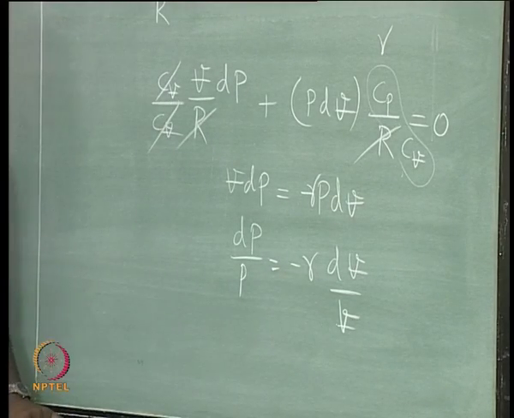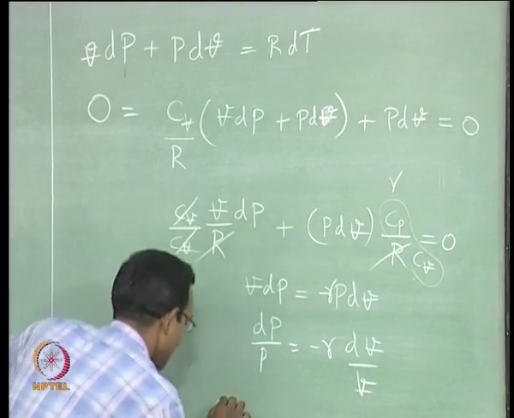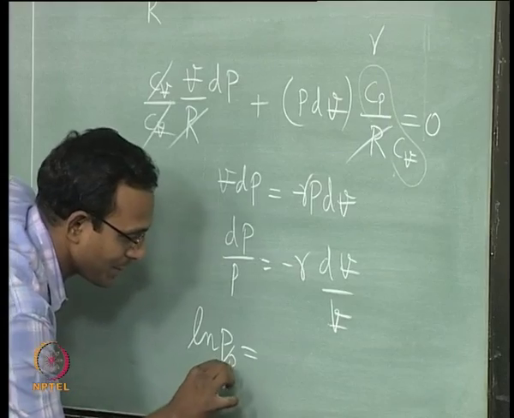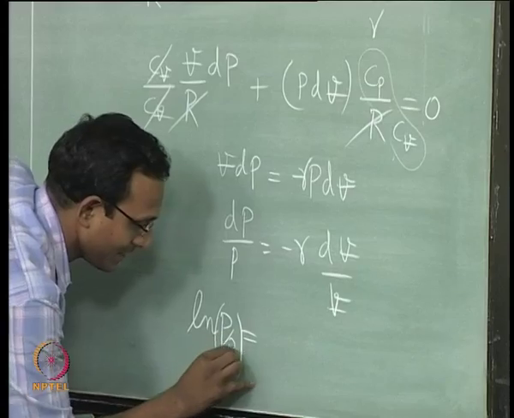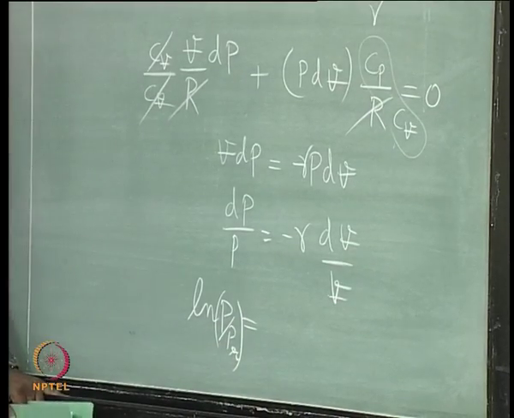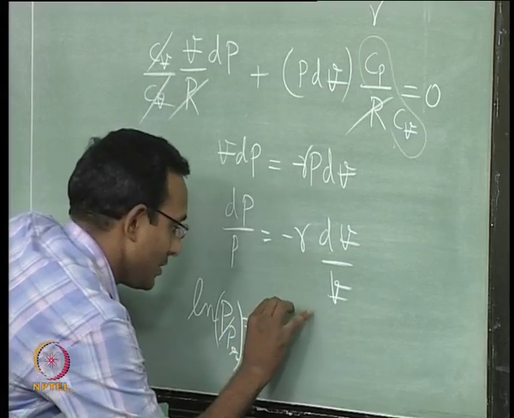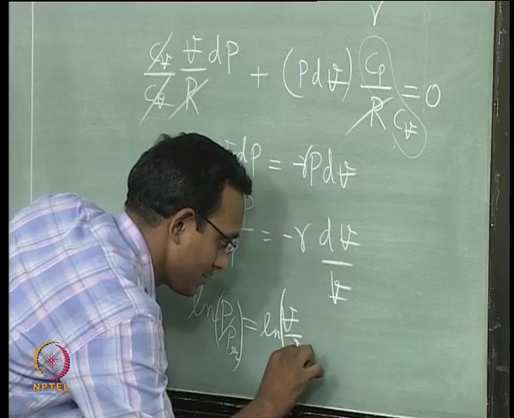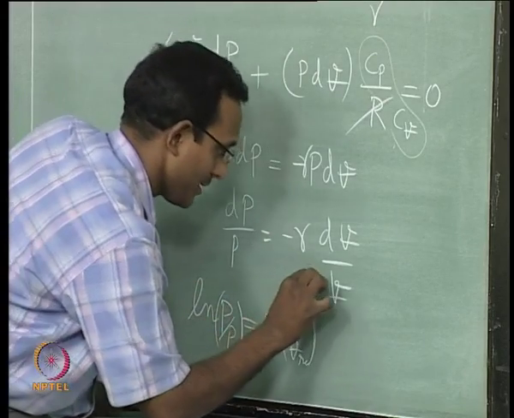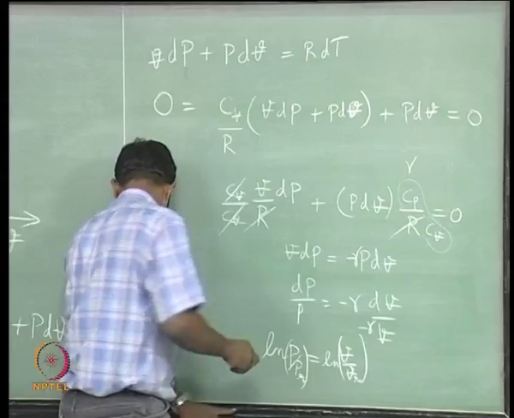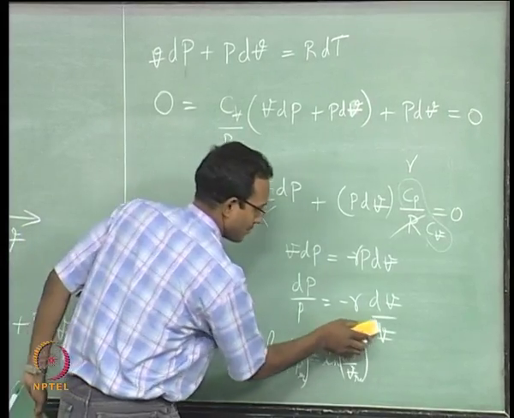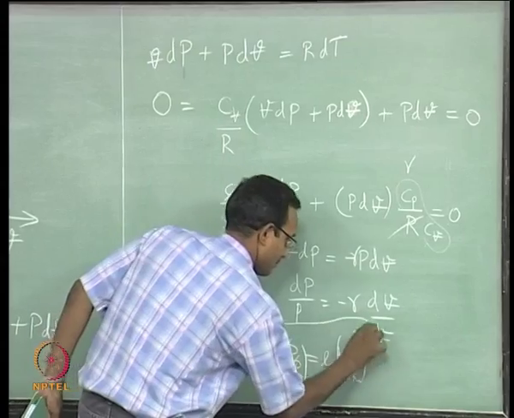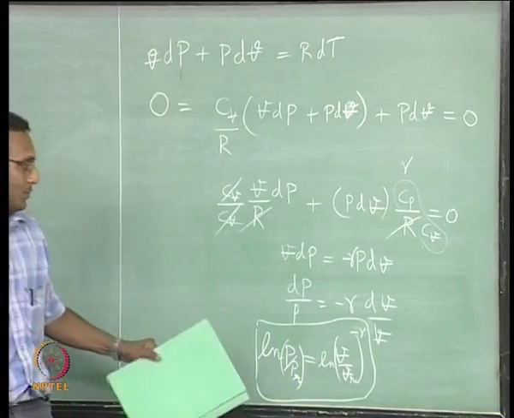Now you can give an expression for this if I integrate this. If I integrate this, I will have log P, ideally it should be P by P reference, I will put some P reference, I will put Pr as P reference, is equal to log of V by V reference to the power minus gamma. I hope you are not getting confused with that expression. I write it closer. You can get to this form.